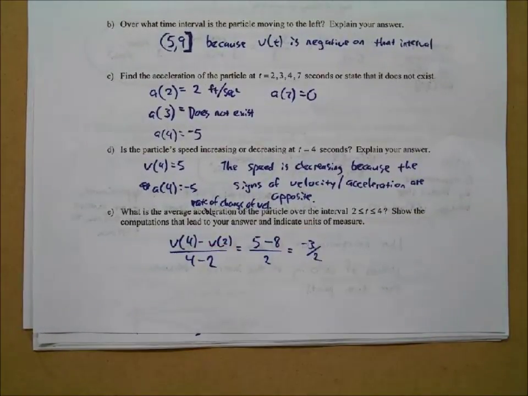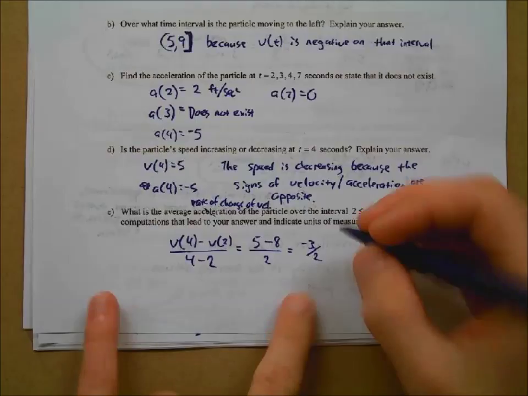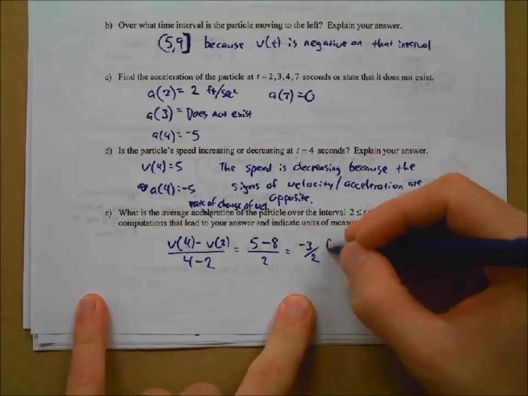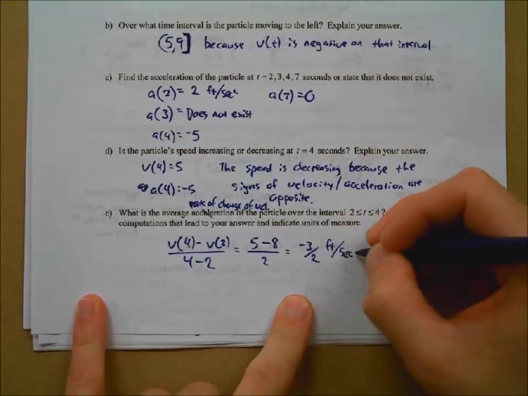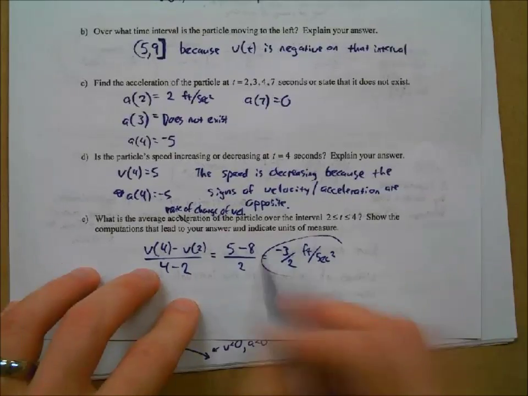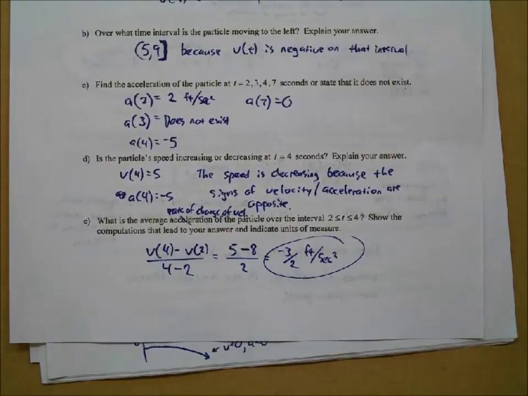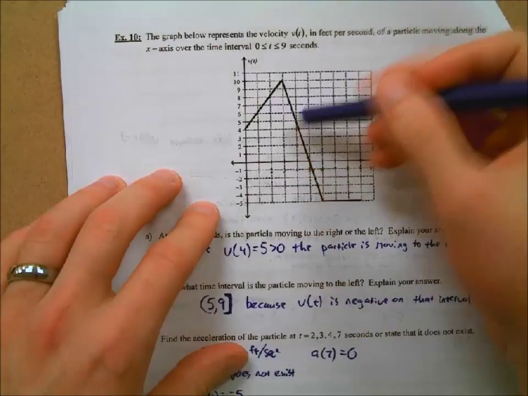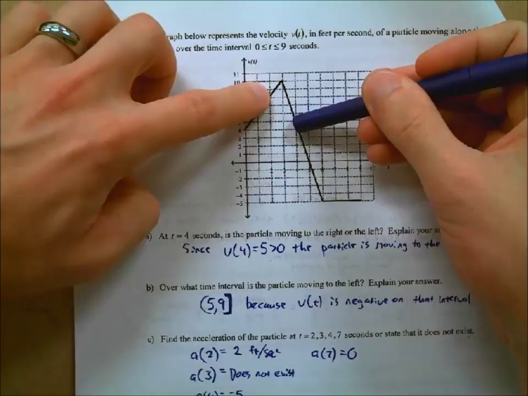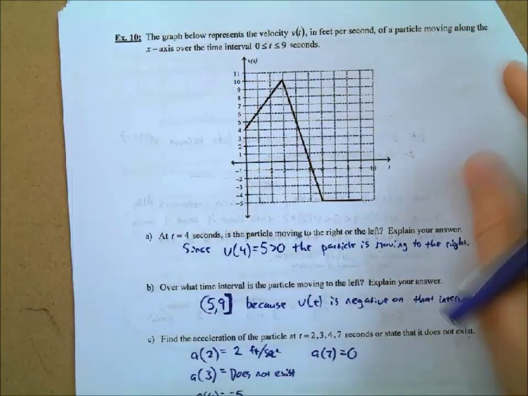Indicate units of measure here. What would our units of measure be? Feet per second squared. There it is. Questions? Could you also just look at the graph and then just... Yeah, you could absolutely just count the slope, you're saying. Yep, absolutely. V of 4, so this point to this point, and just count the slope, down 3, right 2, and see it that way. Absolutely.